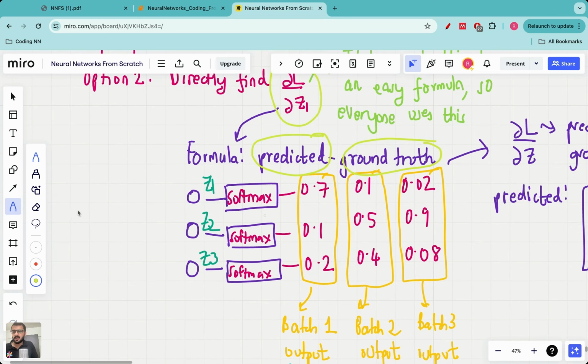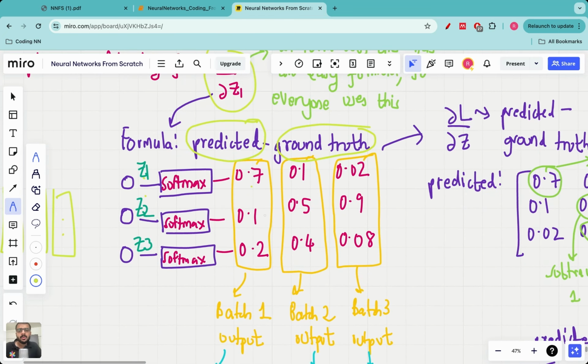Let's say we have three batches of input data. The first batch consists of, let's say, two inputs. The second batch consists of two inputs, and the third batch consists of two inputs. In each batch of input data, there are three output neurons, and their outputs are Z1, Z2, and Z3, which eventually pass through the softmax activation function. And these are the outputs of the softmax: 0.7, 0.1, 0.2.